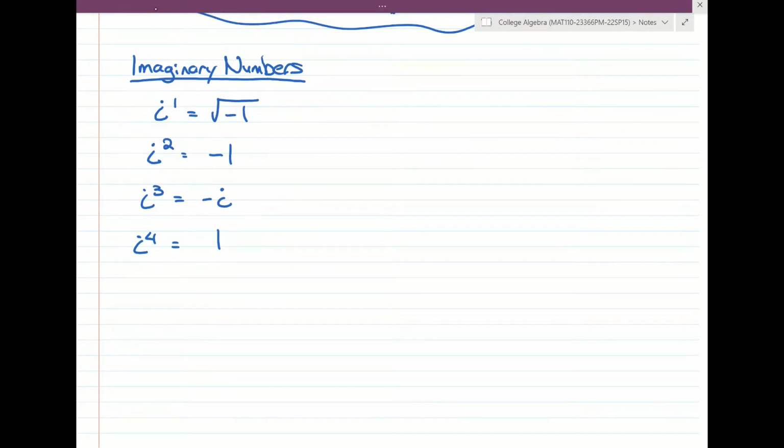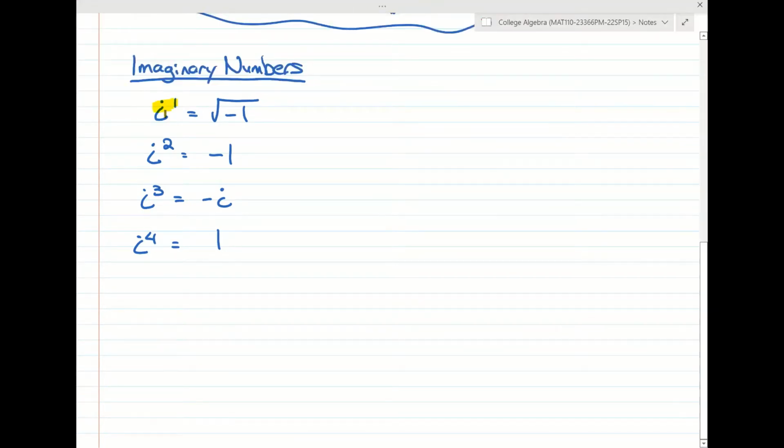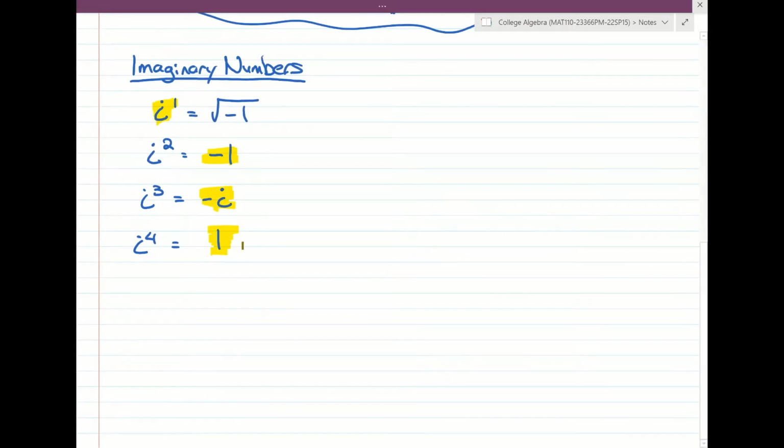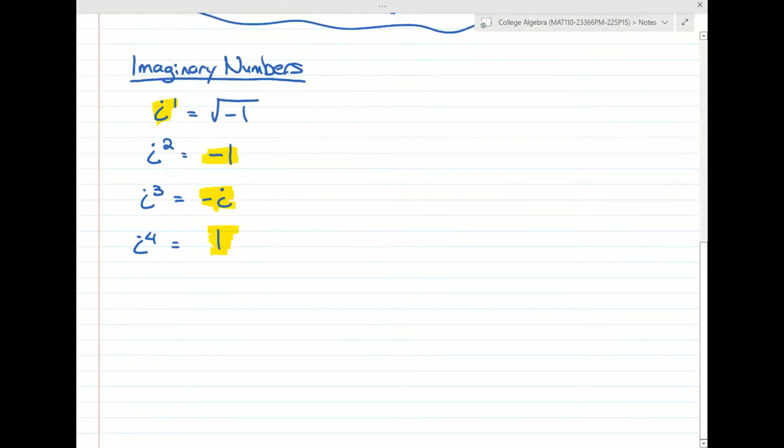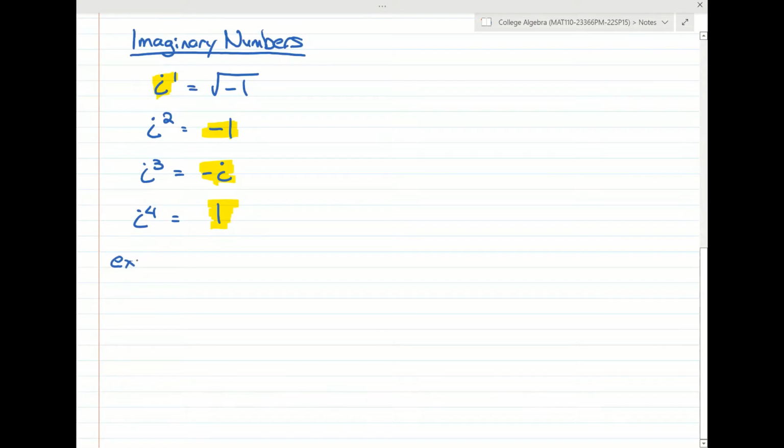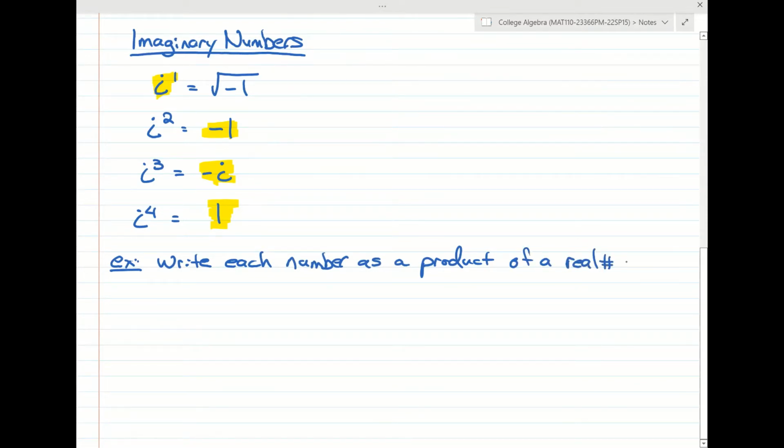Generally, when we write imaginary numbers, we'll write like i, -1, -i, or 1. And I'll show you when we do examples. We don't write the square root of -1 for the final answer. So, what if I asked you to write each number as a product of a real number and i?